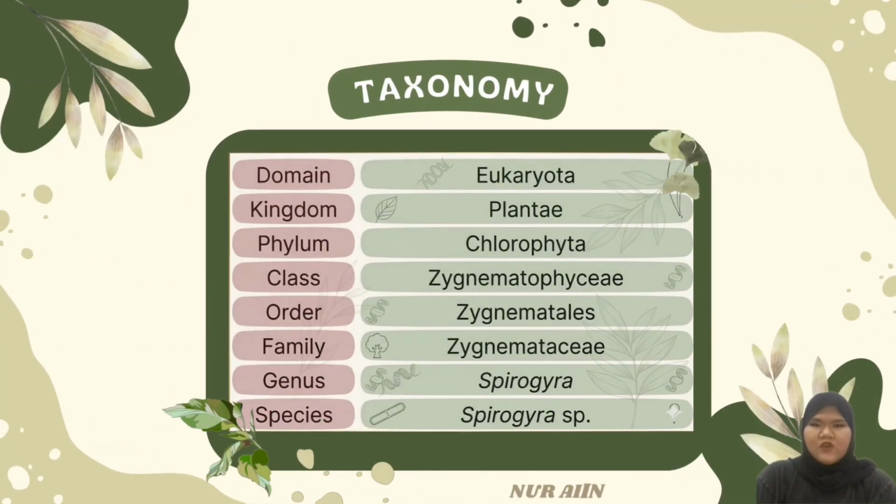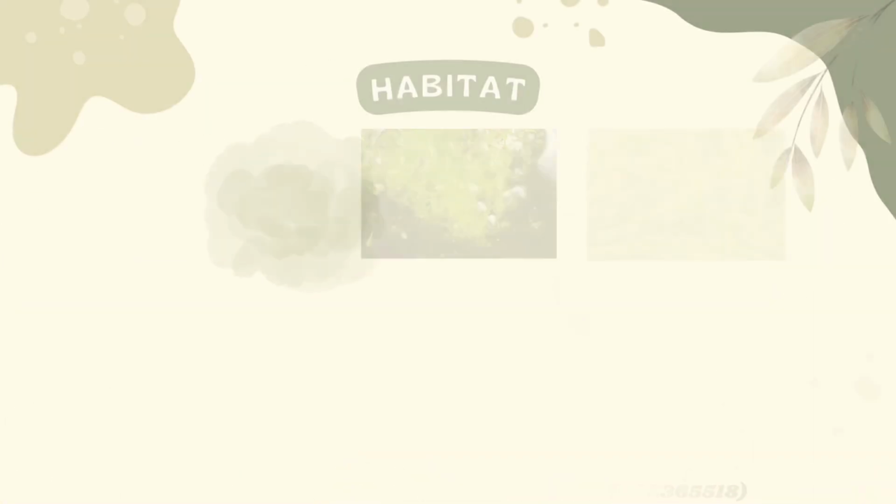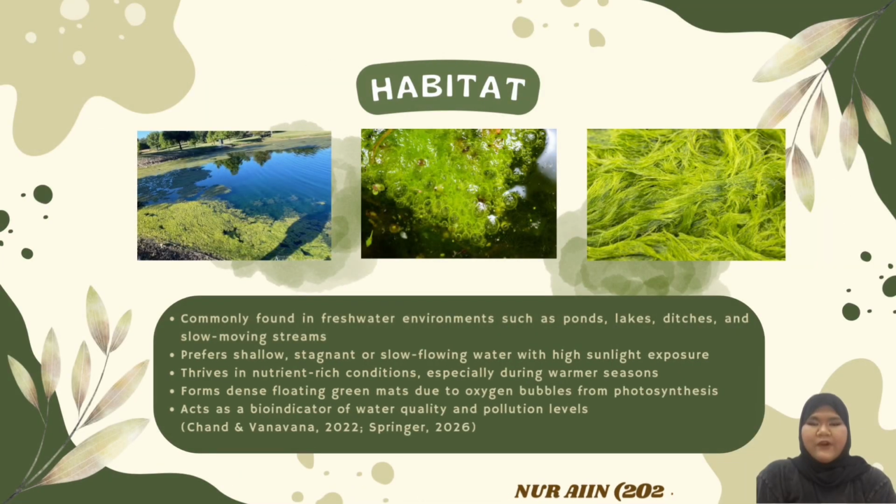This slide shows the taxonomy classification for Spirogyra sp. Its domain is Eukaryota, its kingdom is Plantae, phylum Chlorophyta, class Zygnematophyceae, order Zygnematales, family Zygnemataceae, genus Spirogyra, and lastly species Spirogyra sp. So, what is the habitat of Spirogyra sp?